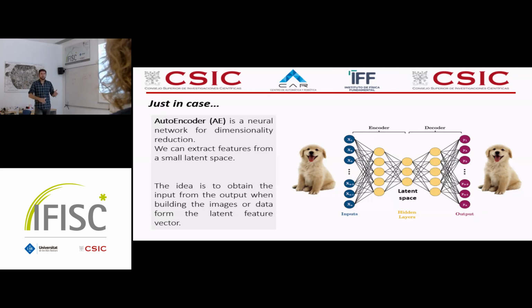But the goal is, how can we do it with quantum? I mean, the goal is, can we do this task with quantum operators? That's the goal.